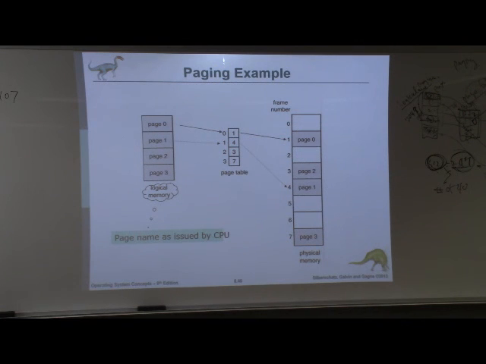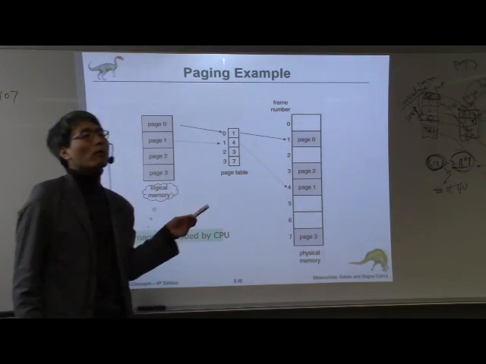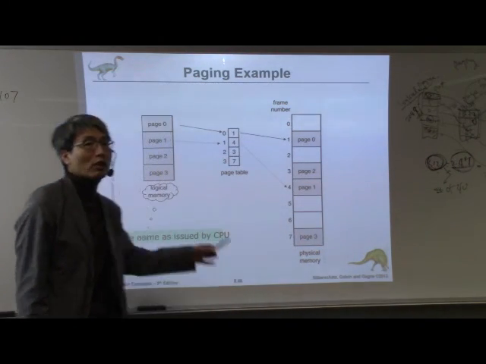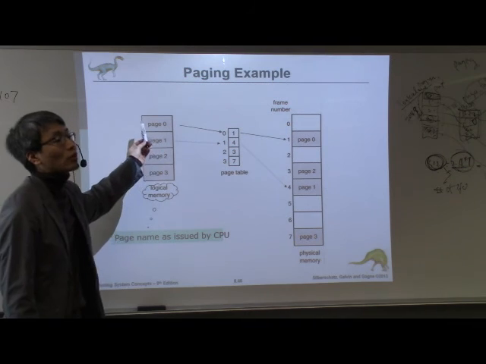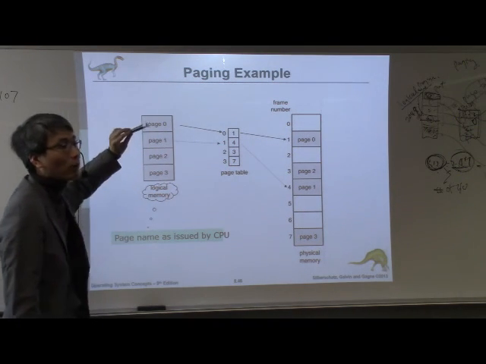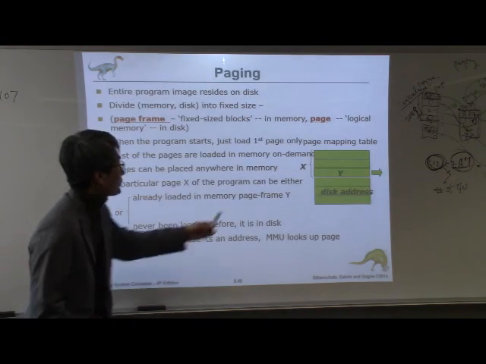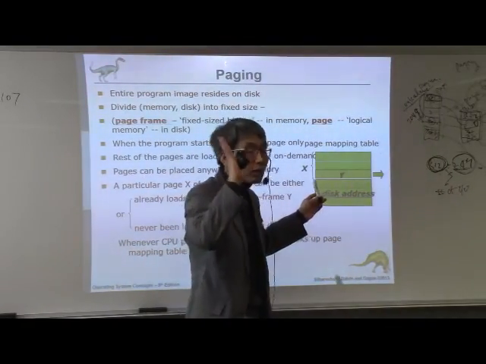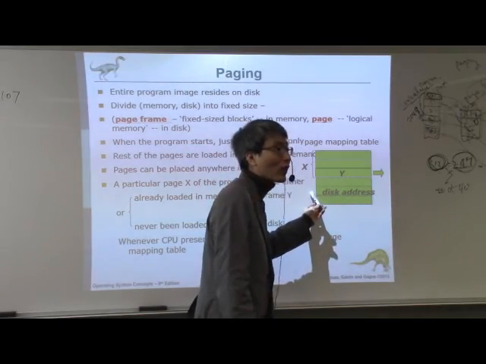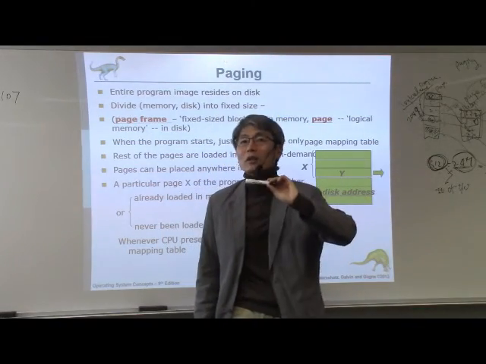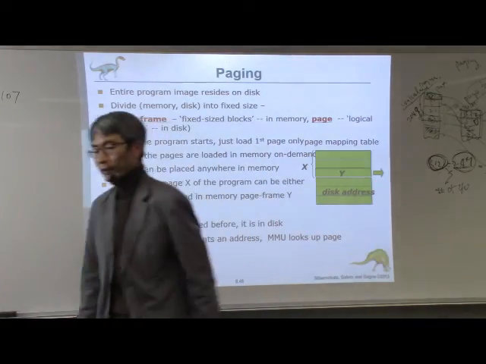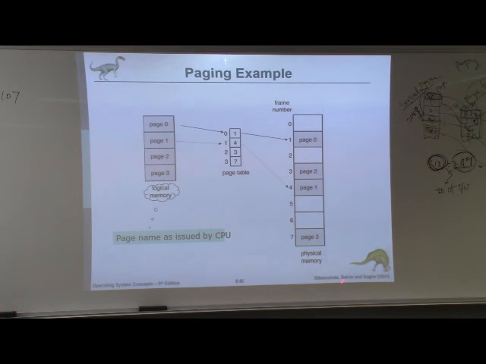Then why do we need to manage the page table? The CPU does not know the physical address. Instead, it knows the logical address, which means the relative address: page number plus offset. As you can see, there are two parts we need, the page number plus the offset. Offset means how far it is from the beginning of the page to that instruction. Then we can find the physical address, and finally we can access the data.